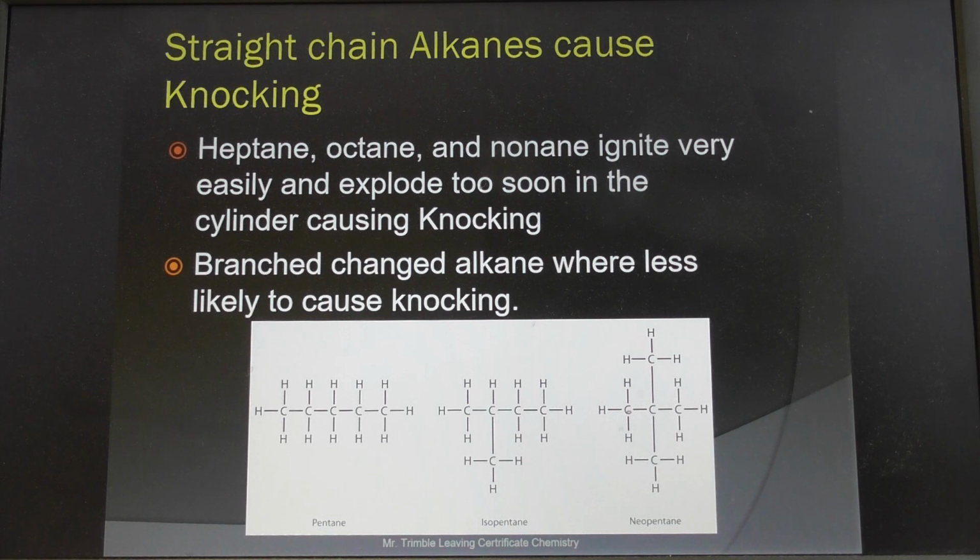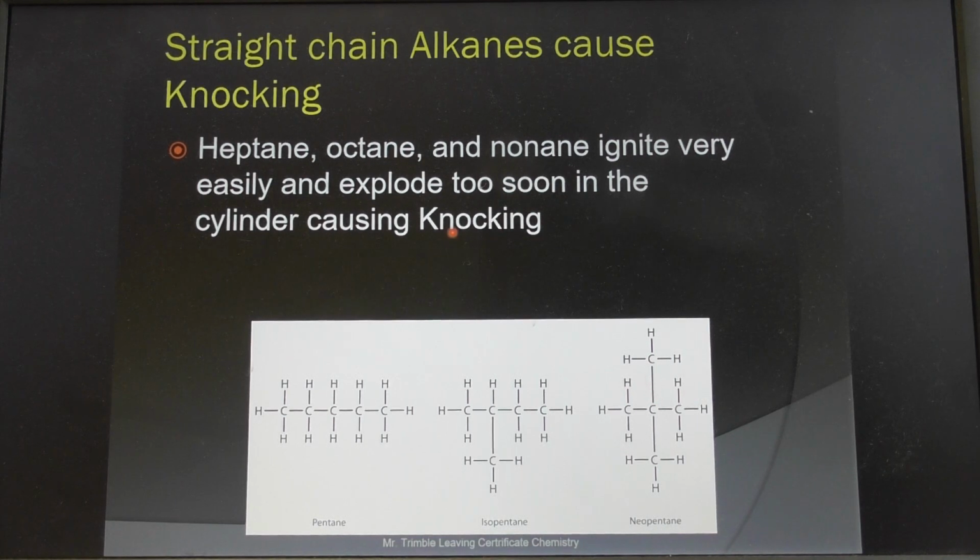You remember isomers? So these are isomers, you see. Remember, they're the same molecular formula but different structural formula. Like if you count up all the carbons and hydrogens here, it's the same number here as here. However, this would have a better ability to resist that auto ignition that we were just talking about, that knocking problem.